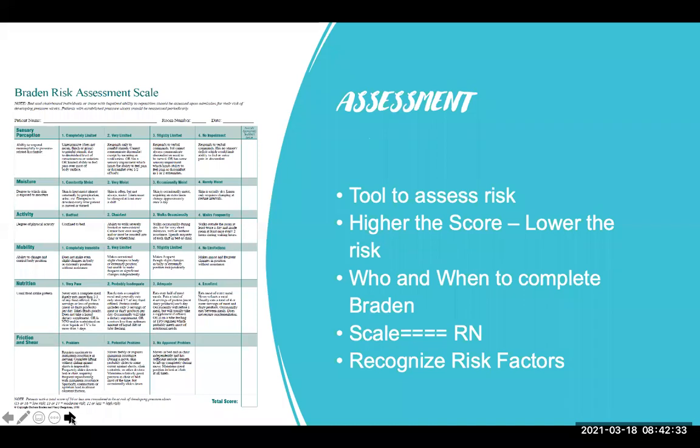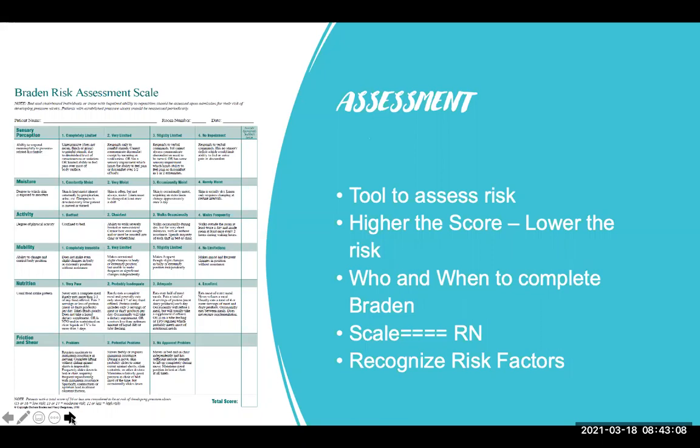So how do we assess wounds? We went over assessment a little bit, what to look for, where to look for. This is one of the tools that you will be using in the hospital. It's called the Braden Risk Assessment. It's a risk assessment tool, and it is research-based, proven to be valid and reliable. So it's a valid and reliable tool that we can use to measure a person's risk for skin integrity problems.